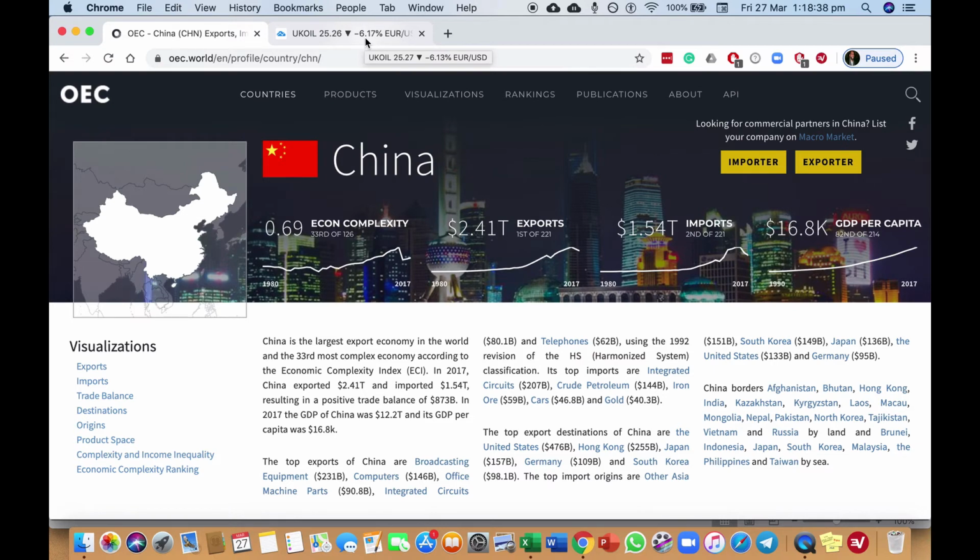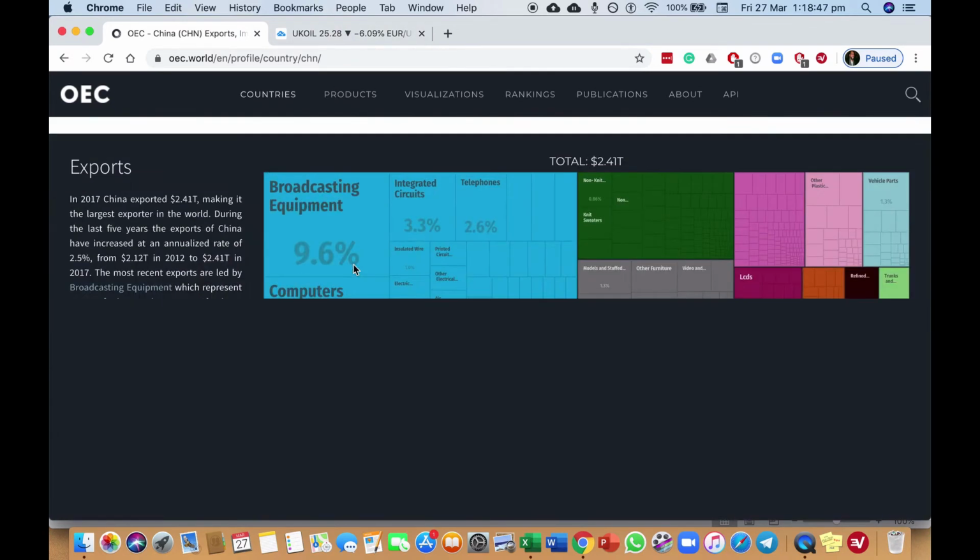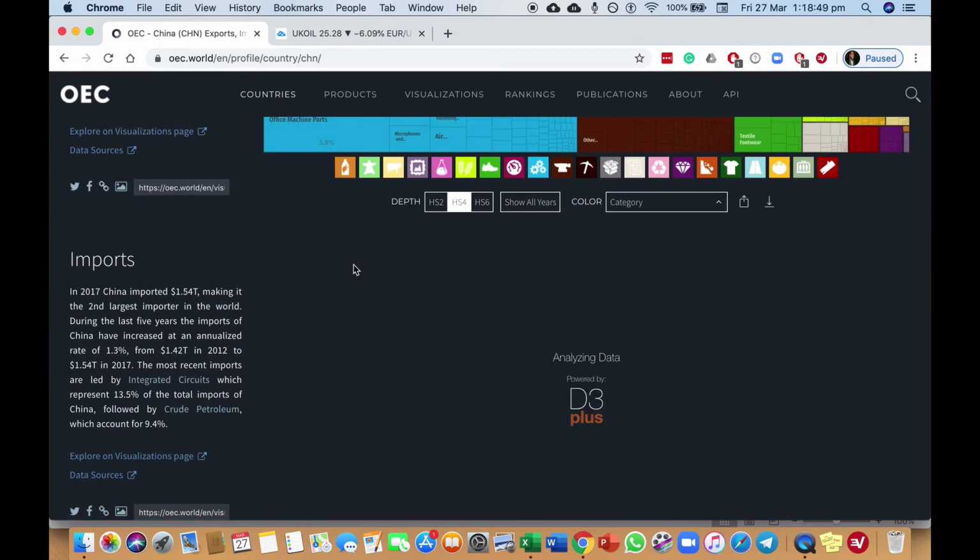So if at any point China's economy starts to slow, then automatically we know that oil demand is going to be lower because again, China is the world's biggest importer of oil. So that's very important for us to understand.